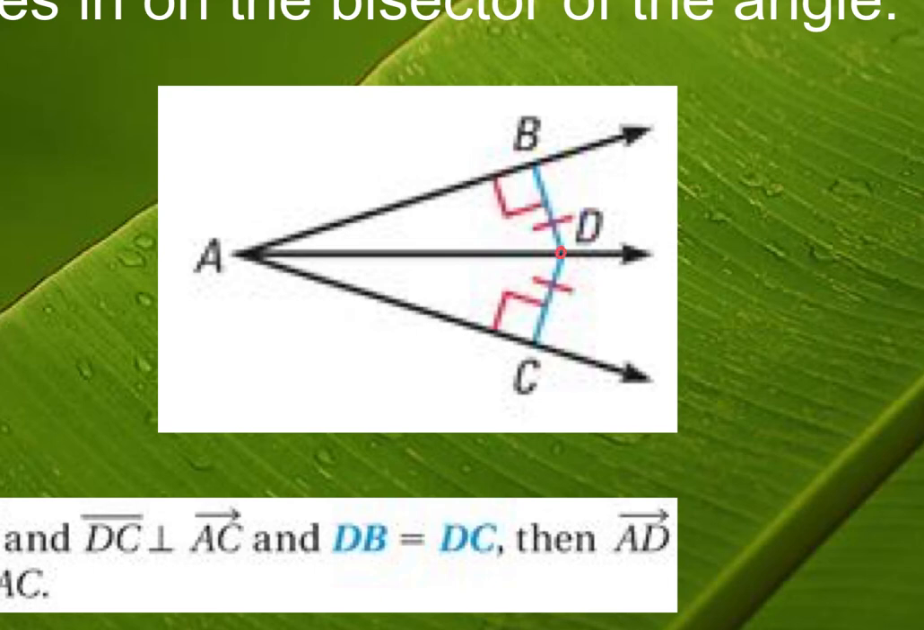But if point D is the same distance between both the sides of the angle, then we know that AD has to be the bisector, okay? It's the same theorem, just in reverse, okay? So if we know that point D is the same distance from AB and AC, then D lies on the angle bisector.